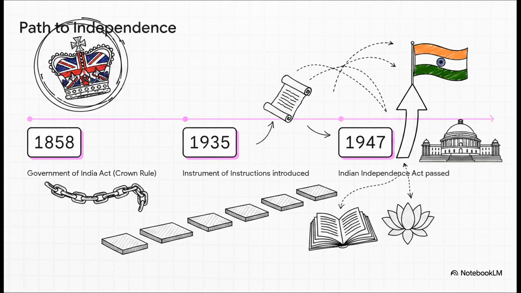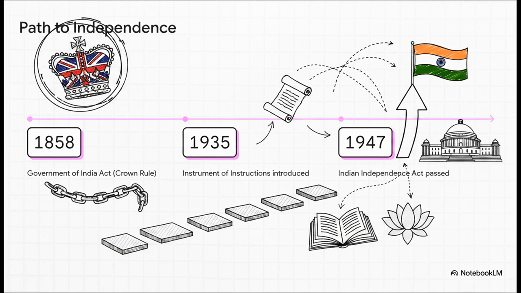Pretty fascinating. Back in 1858, the Government of India Act established direct British Crown rule. Fast forward to 1935, and a new act introduces something called the Instrument of Instructions. Basically, these were administrative guidelines for the Governor General. Then, boom, 1947 hits, the Indian Independence Act passes, and British rule is officially over.